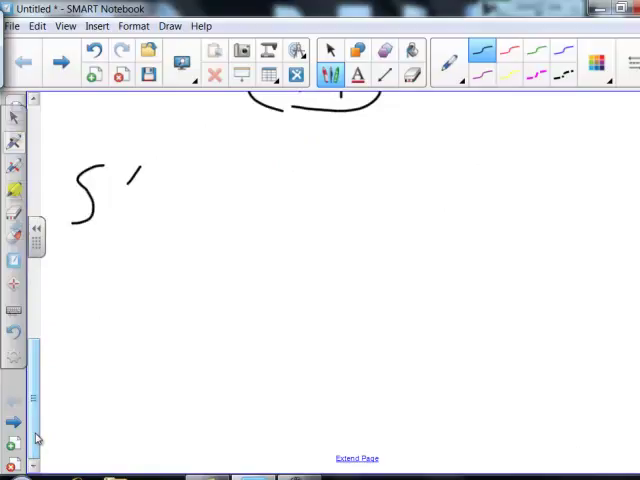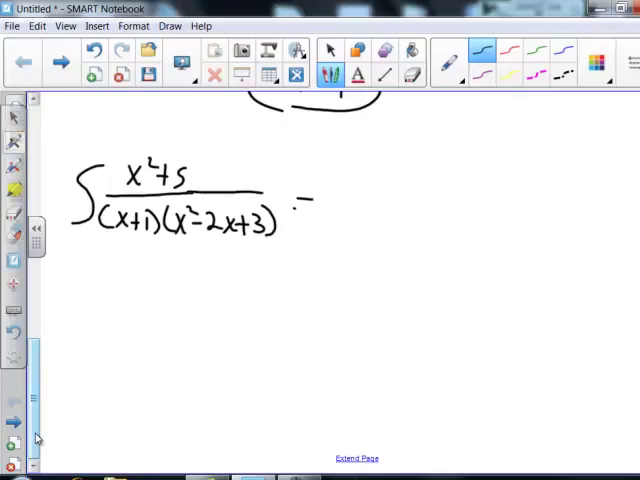Alright, so the integral of x squared plus 5 over x plus 1 times x squared minus 2x plus 3, I can rewrite that into these two pieces. The integral of a was 1, so this is 1 over x plus 1 plus, and b was 2, so this is 2 over x squared minus 2x plus 3, all that dx. It's a lot of work, but that will get you to what you need to do this with integration using partial fractions. Alright, so now I'm going to give myself some room.